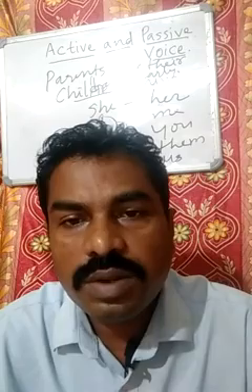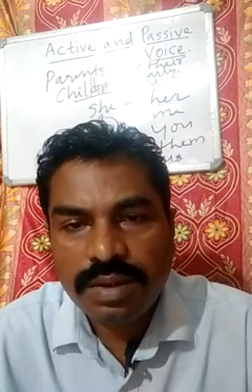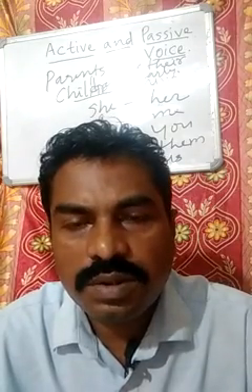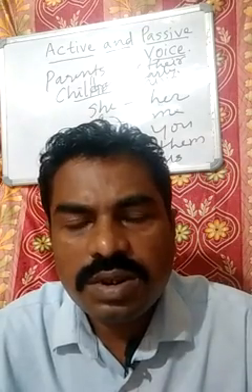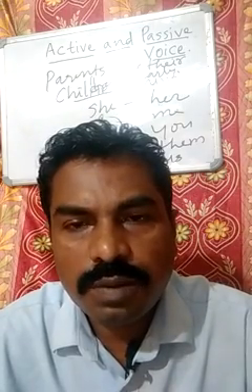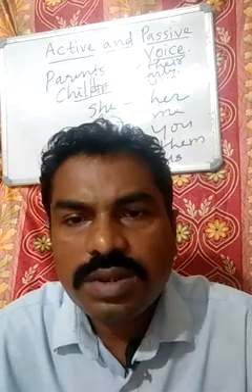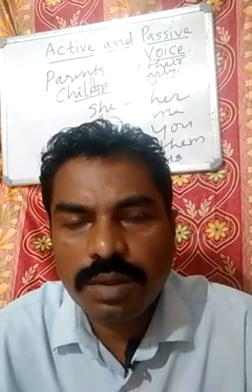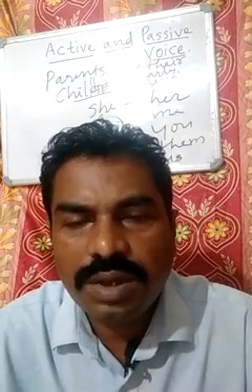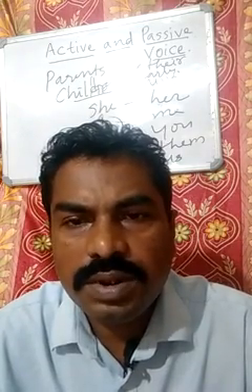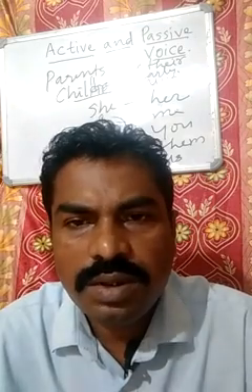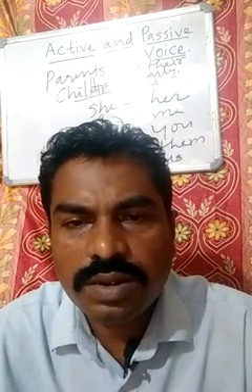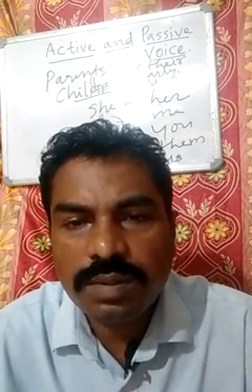Next, we'll move to the past indefinite form. When you change it, the rule is subject plus was or were plus third form of the verb plus object. He read a book. A book was read by him. They played tennis. Tennis was played by them. They wrote letters. Letters were written by them.